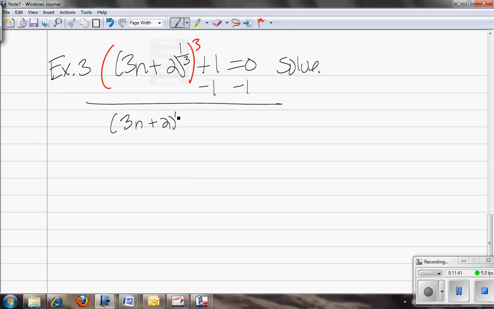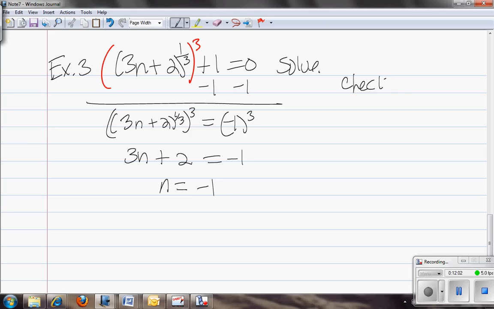(3n + 2) to the 1/3, raised to the 3rd power, equals negative 1. And I also have to raise that to the 3rd power. These two are going to cancel out, and I'll be left with 3n + 2 is equal to negative 1. And then go ahead and solve for n, and you would end up with n is equal to negative 1. You go ahead and check that on your own and see if you get an extraneous solution or not.